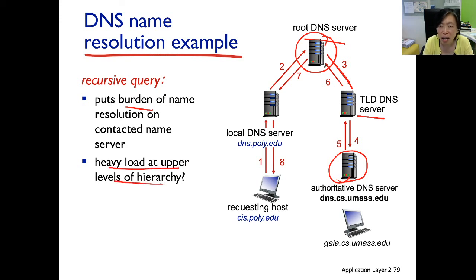Not good. Keep in mind, there are only some tens of physical root DNS servers. If everyone is always sending queries to the root, we could quickly bring down all these root DNS servers. And that's not really a viable solution. Therefore, recursive query is an option that we try to disable at the local DNS server.